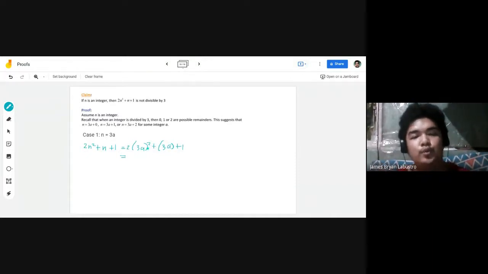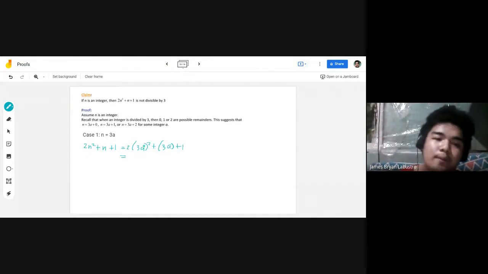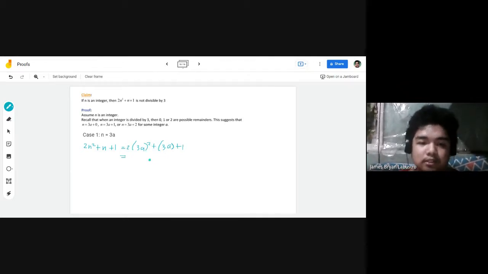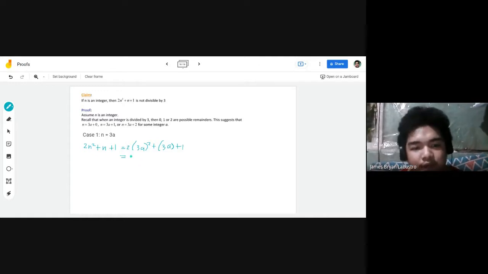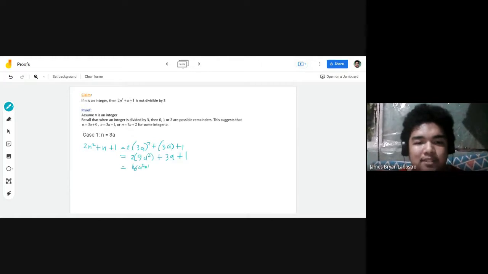Then we can remove the parenthesis when it comes to the conclusion or the solution. So, sa'yo na, it's your liberty to solve this. So, we have 2 times 9a squared plus 3a plus 1. So, nawala na yung parenthesis. Then we have 18a squared plus 3a plus 1.